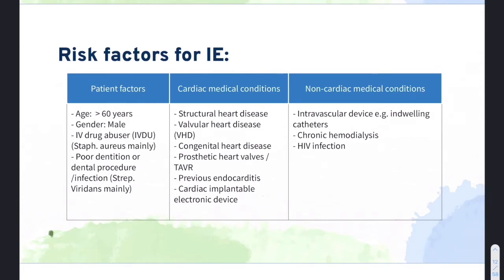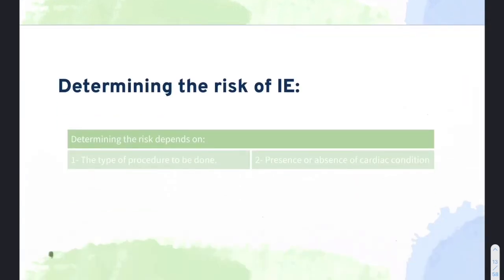For the cardiac medical conditions, having valvular heart disease might facilitate endothelial damage, such as high velocity flow through a small or narrowed orifice. Now, determining the risk of infective endocarditis, to decide whether to give prophylaxis or not, depends on two factors. Both of them must be there to receive prophylaxis. First of all, the type of procedure to be done, then the presence or absence of a cardiac condition.